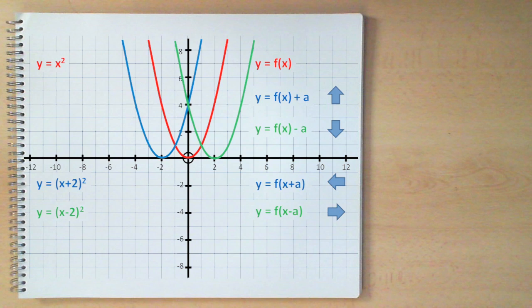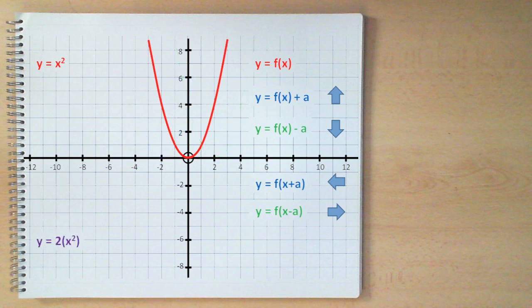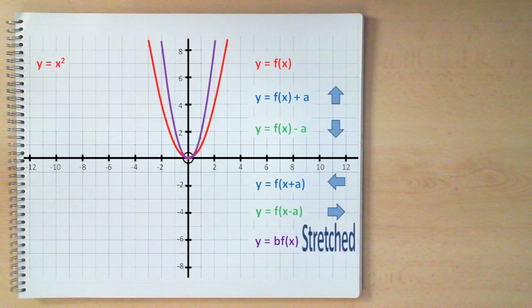Okay, let's get a little bit more complicated now. Let's look at y equals 2 times x squared. What happens here? Let's look at the shape of the curve. What's happened is that the curve has been moved up, stretched upwards. It's been pulled out upwards. And then we do that with the generalized function y equals b times f of x. We're just saying that it's going to be stretched and made longer in a vertical direction.